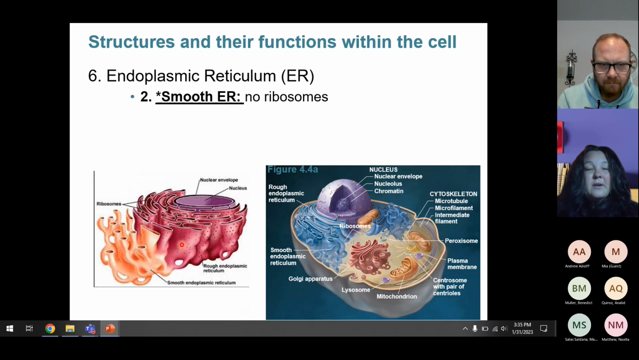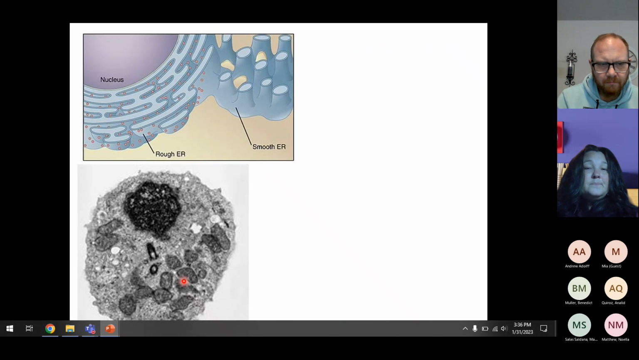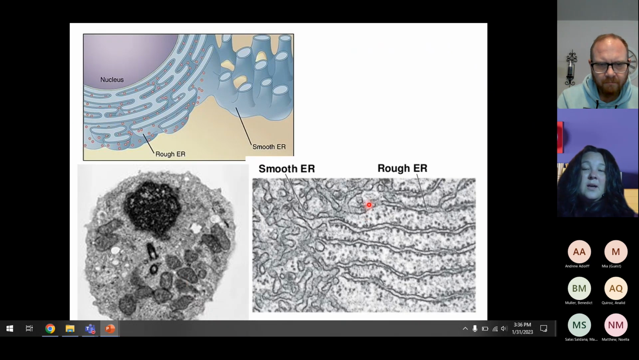The smooth ER, on the other hand, this lighter purple here, has no ribosomes, and that's where lipids are made. We've got hormones, cholesterol, phospholipids, steroids. Those are all made within the smooth ER. I've got a picture here. This is a cross section of a microscope picture. You can see that the rough endoplasmic reticulum has all these dots, these ribosomes attached to the outside. And the smooth endoplasmic reticulum has no dots or no ribosomes.